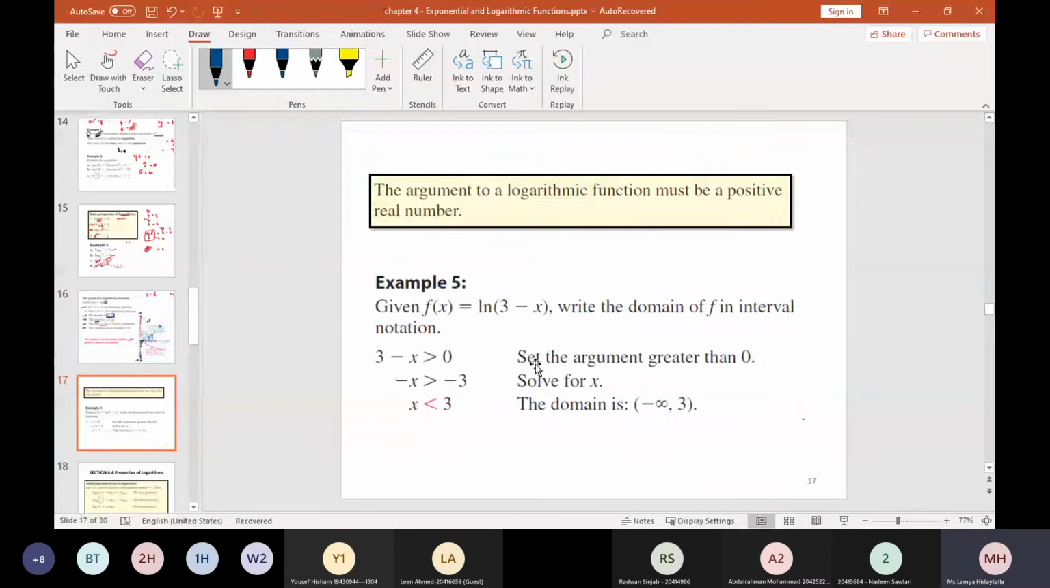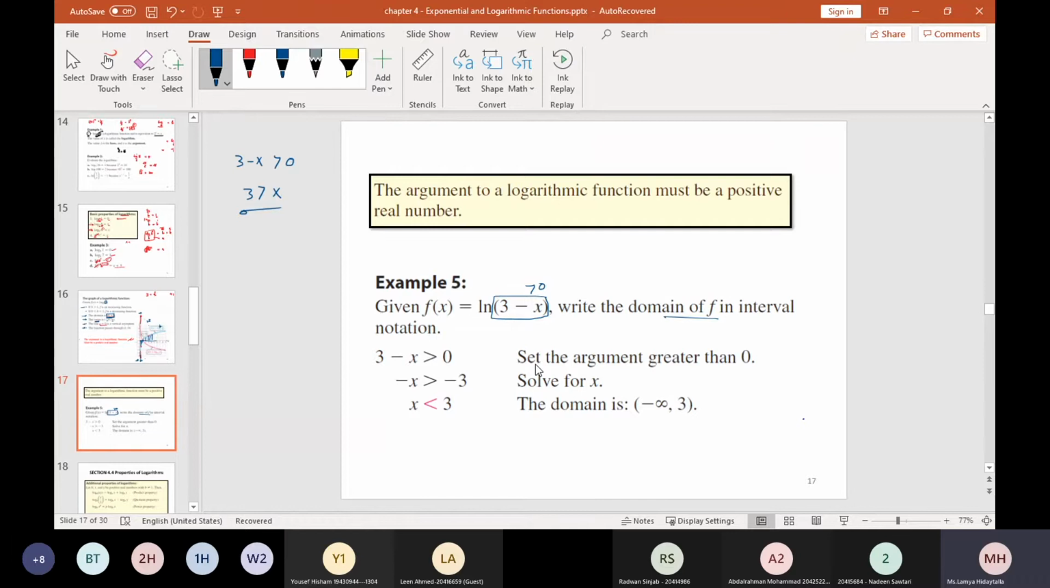طيب given f of x بتساوي ln 3 minus x, write the domain of the function. طيب عايزين نجيب الدومين. Now we said what this should be, what should be greater than 0. Okay. يبقى حيكون عندي شنو, we want the domain, that is the allowed values for x، يعني قيم ممكن نعوض بها في x. حيكون عندنا 3 minus x greater than 0, that is 3 greater than x, or we can read it like that: x is less than 3.